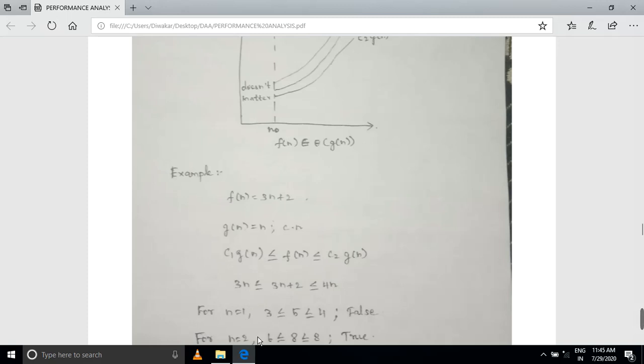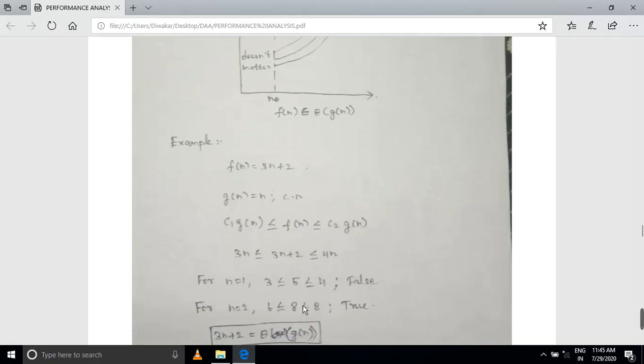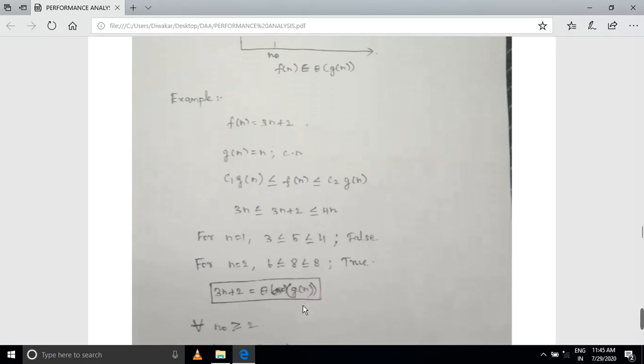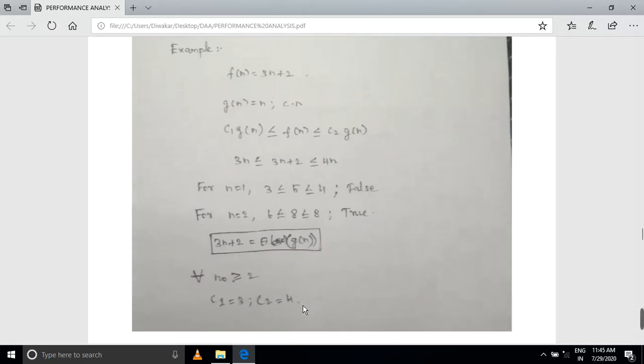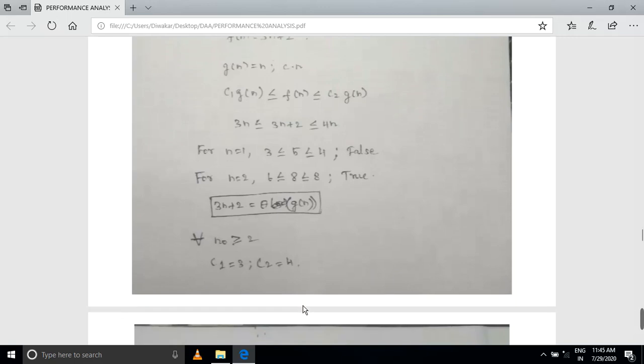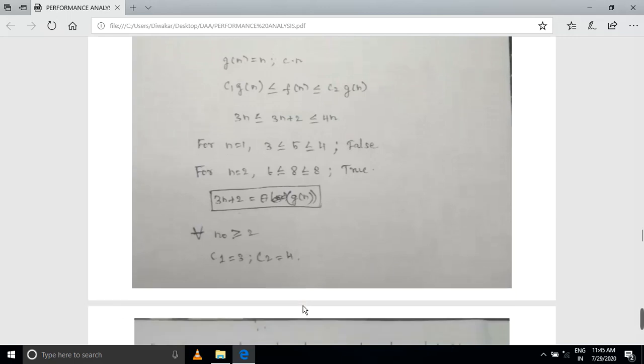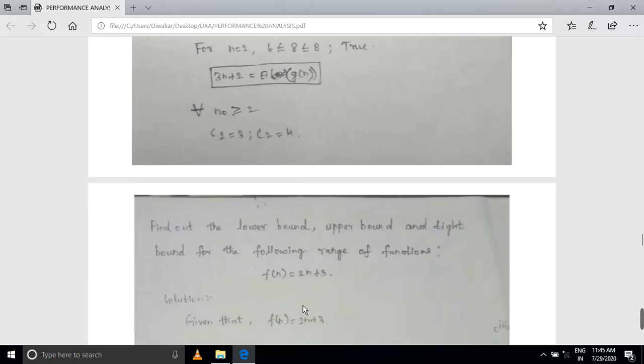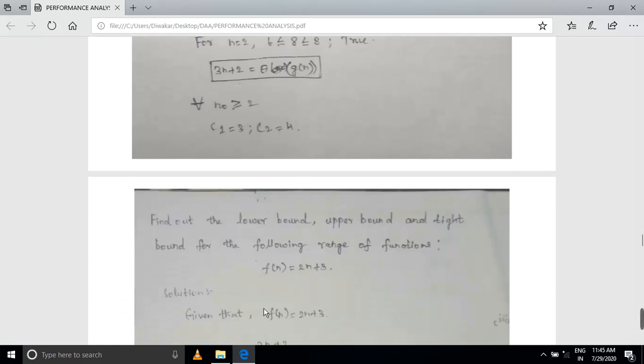Next, n equal to 1, n equal to 2, the condition will be true: 6 less than or equal to 8, less than or equal to 8. Next, n naught greater than or equal to 2 means the conditions also hold, with c1 equal to 3, c2 equal to 4.